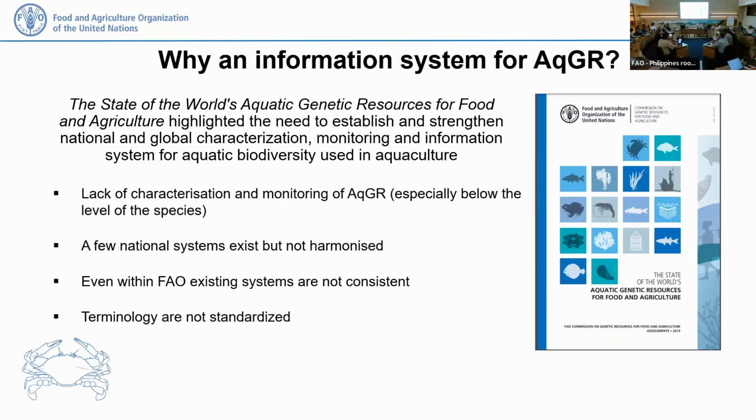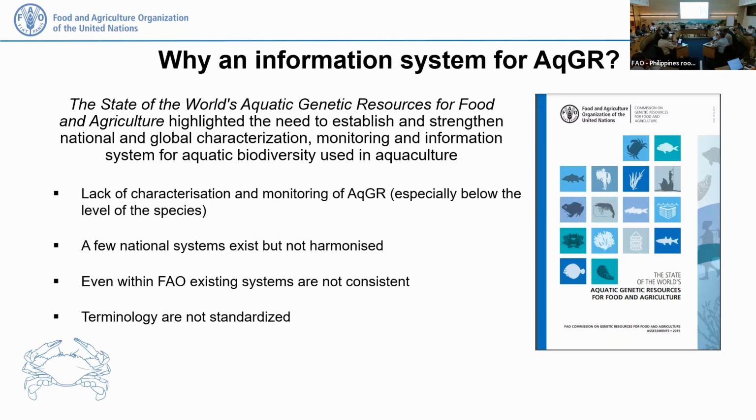There are a few national systems: Germany, China, India. They have systems, but these are not harmonized. Each system is designed for a different purpose. It has a different scope, and it has a different way of describing genetic resources. So essentially, there's a role for a harmonized system, and it's a very good role for FAO to develop that.